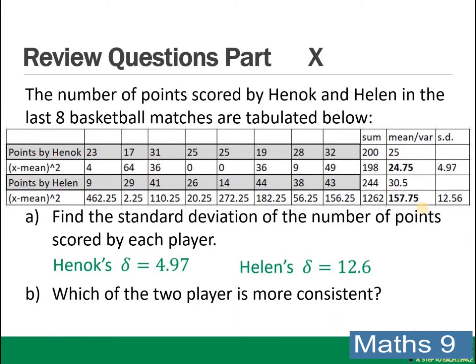Which of the two players is more consistent? It is Henrik, because he has a smaller standard deviation, which means he has a smaller spread and his values are closer together.